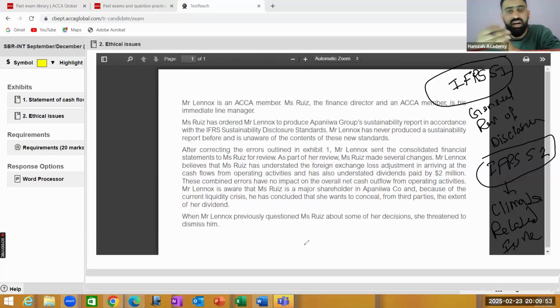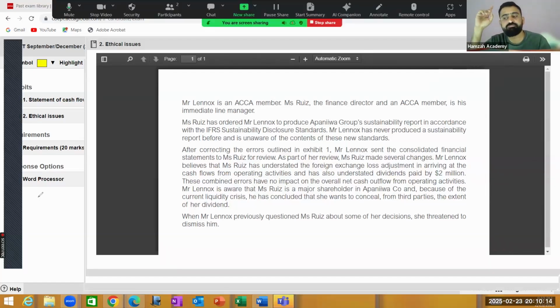And then after that, he should start to report on sustainability. But before that, he should not write the report on sustainability because he does not have sufficient knowledge. So this is the first thing which we need to discuss here. Now, the other ethical issue which we have is relating to a cash flow statement.